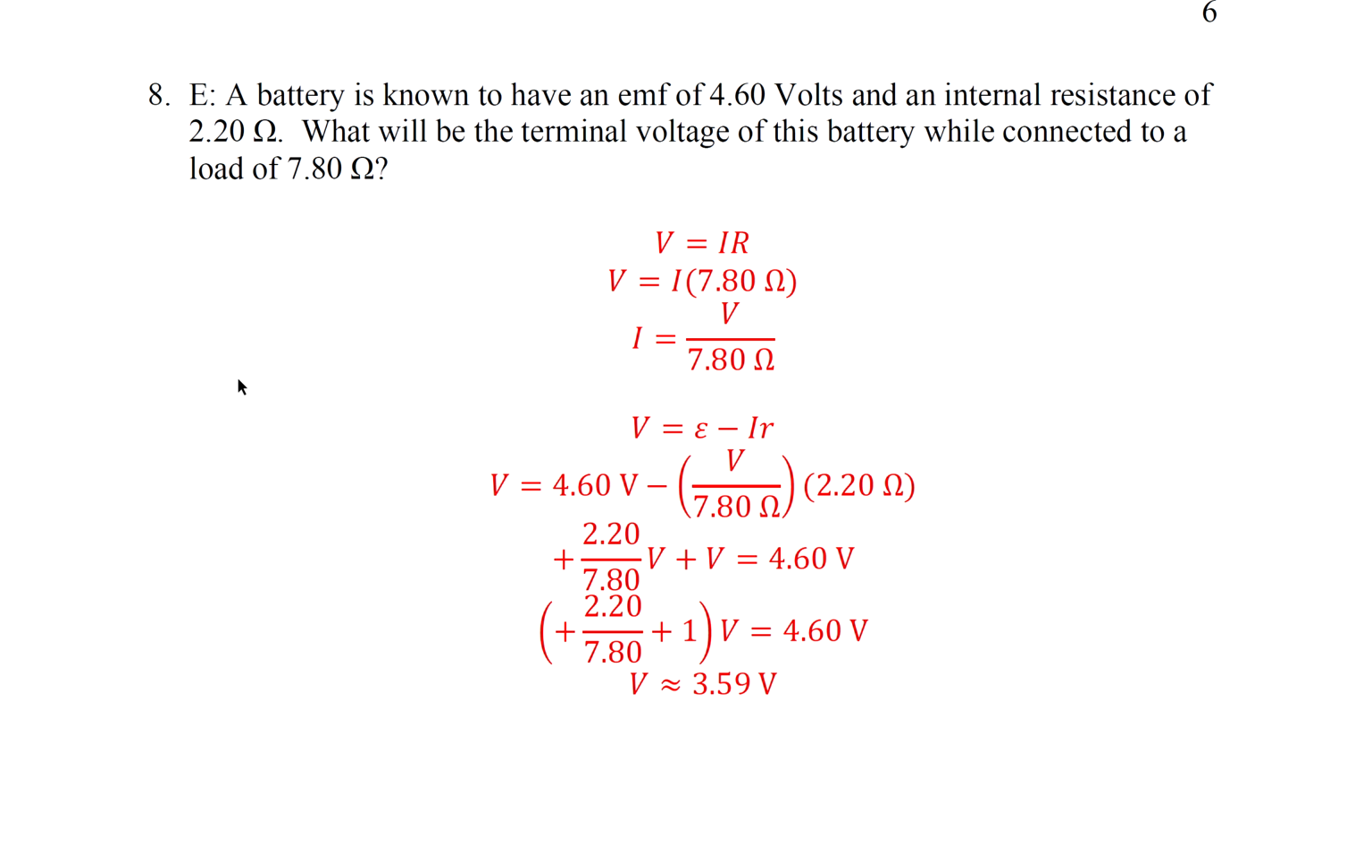Question 8. A battery is known to have an EMF of 4.60 volts and an internal resistance of 2.20 ohms. What will be the terminal voltage of this battery while connected to a load of 7.8 ohms? So you could see what we did here. First we use the equation V equals IR to solve for I, then we use the equation V equals EMF minus Ir and substituted to solve for V.